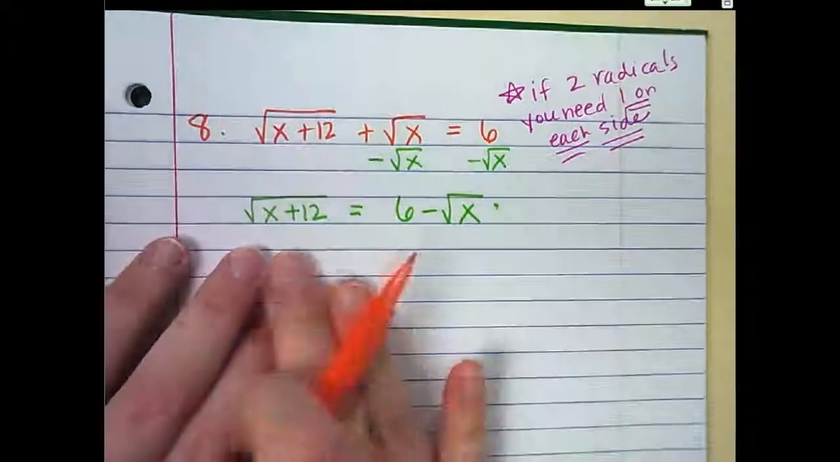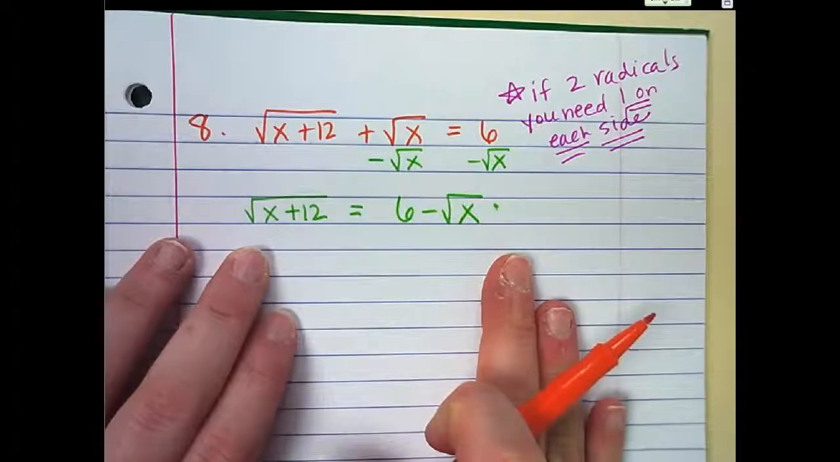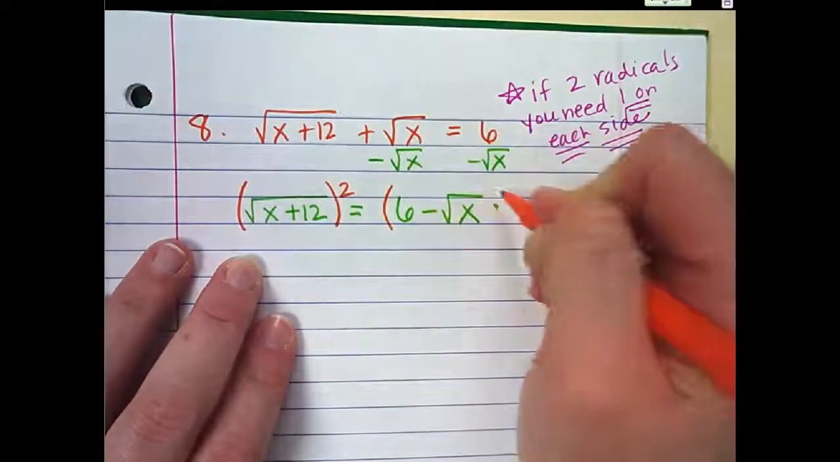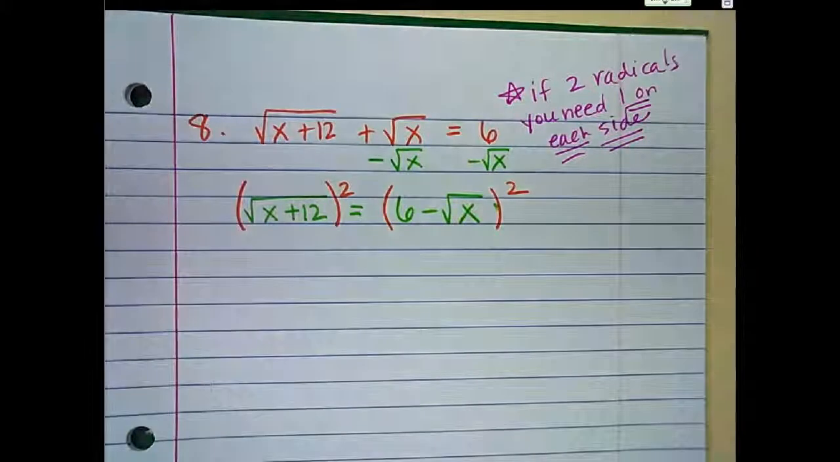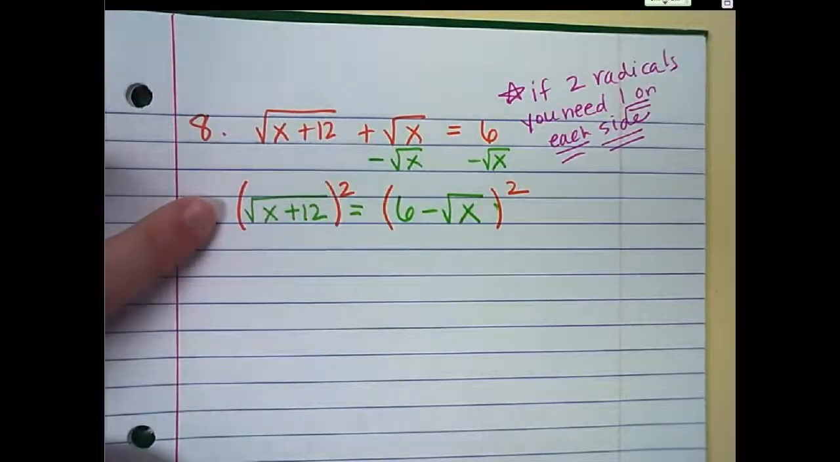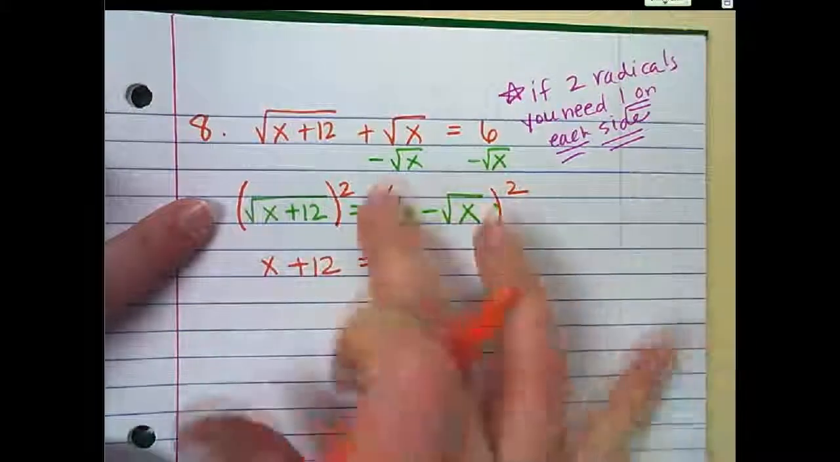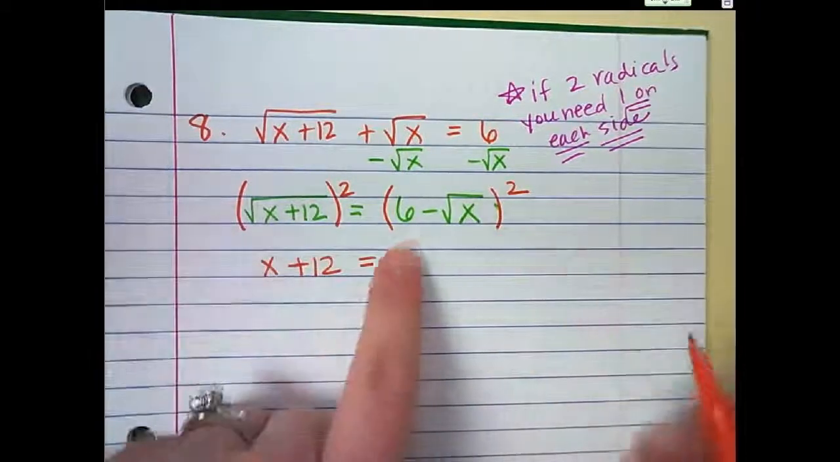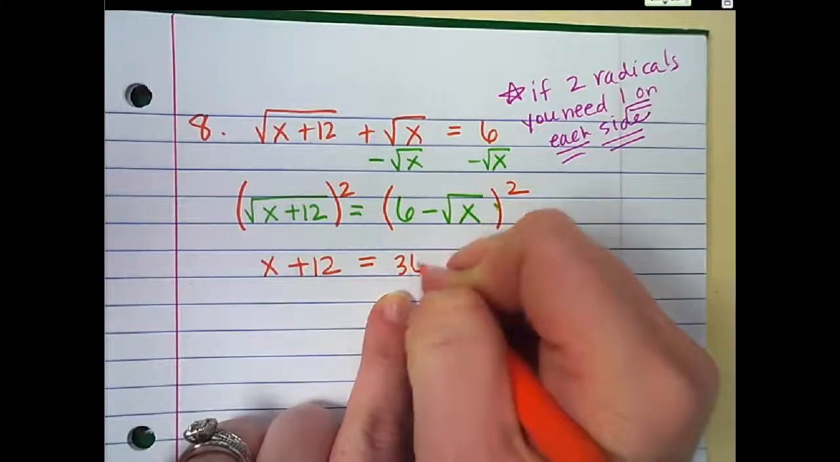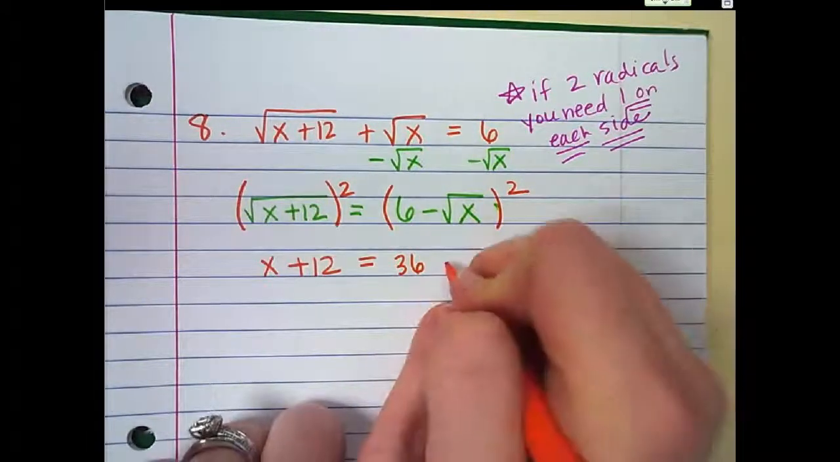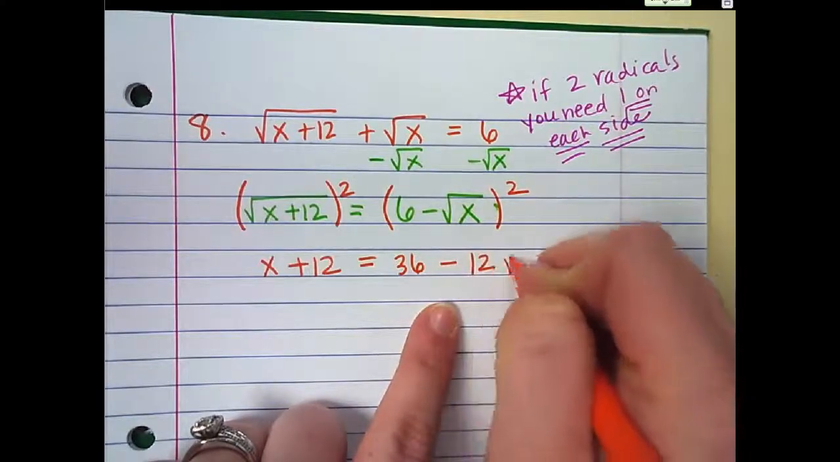Okay, so is everyone here? Are we okay? So I'm going to get rid of the radical. I'm going to square the left, and I'm going to square the right. So on the left, what do I get? X plus 12. On the right, do your shortcut. Square the first, 36. Put the 2 together and double it. So it's going to become -12 square root x.